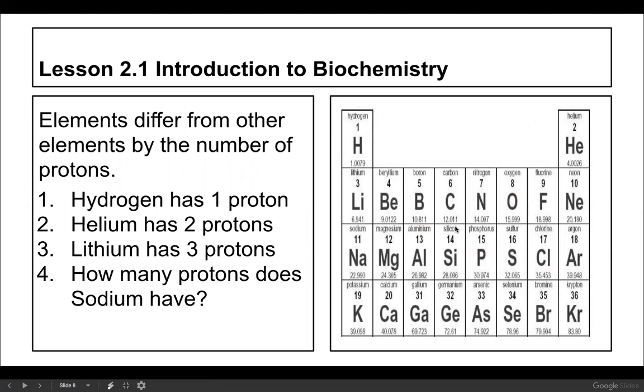Okay, so elements differ from other elements by the number of protons. If you look at the periodic table here, hydrogen has 1 proton. If you look all the way to the right, helium has 2. Underneath hydrogen, lithium has 3, beryllium 4. These are the number of protons within the nucleus. So the periodic table is set up increasing by 1 proton from left to right.